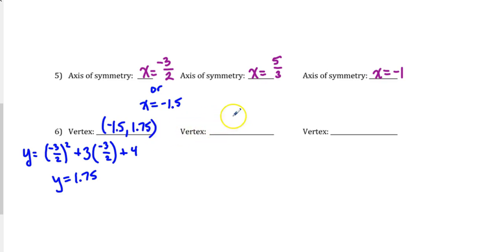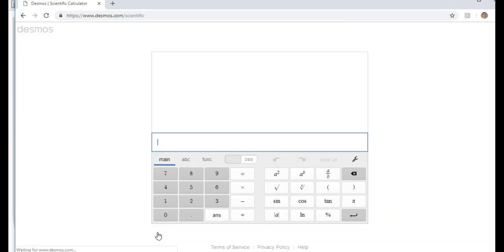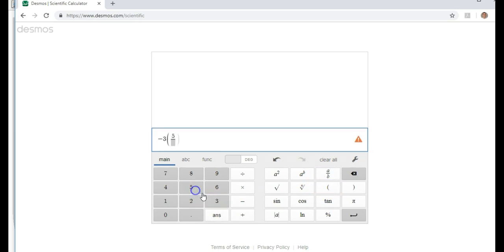Okay, let's show what this would look like with Desmos. Go ahead and open up a browser and go to desmos.com and play the recording when you're ready. Okay, you're going to want to go to the scientific calculator. And we basically want to enter the function, but we're going to substitute 5/3 for the x. So we have negative 3, and then we're going to substitute in 5/3 squared.